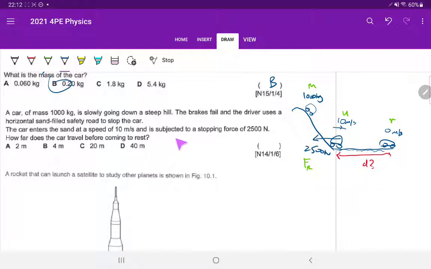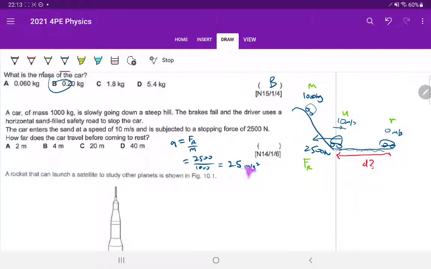So I'll do that here. Acceleration equals to FR over M. My FR is 2,500 newtons. Resultant force is 2,500 newtons. Mass is 1,000 kg. So this will give me 2.5 meters per second squared. Now I have my acceleration.